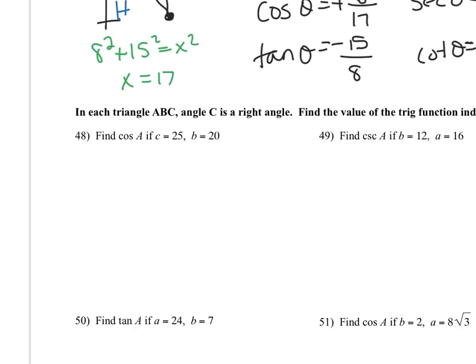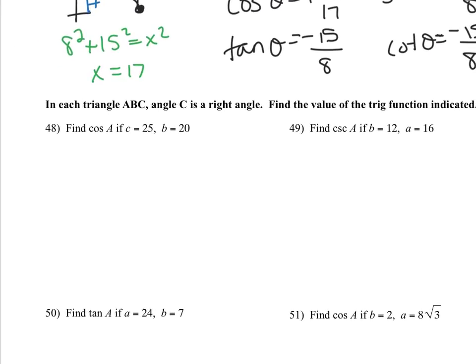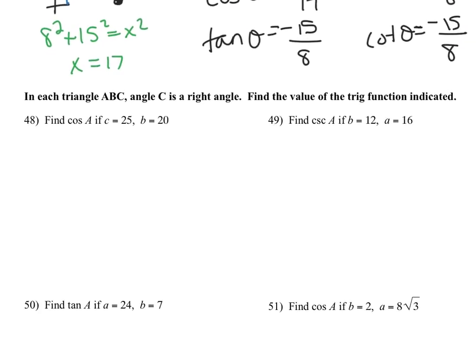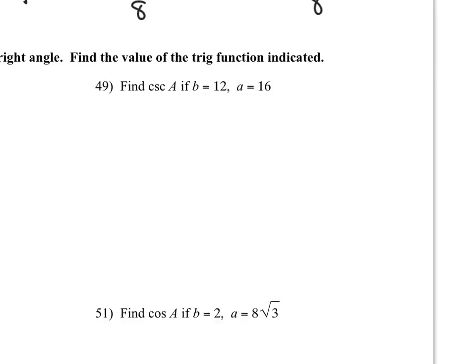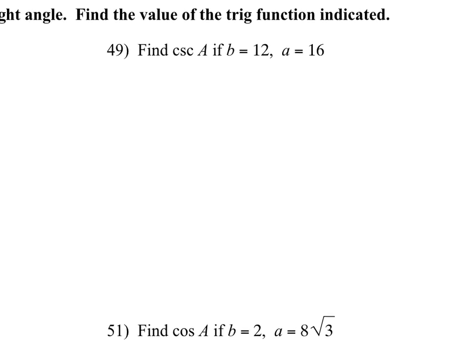Okay, and then finally we do these. Each, we have a triangle. C is the right angle. This is just the way the program is. C is not always the right angle, so just be aware of that. But in these, it is. So that means when we draw this, this is C.